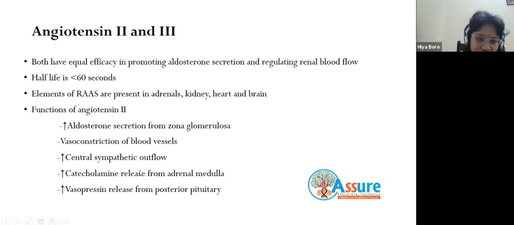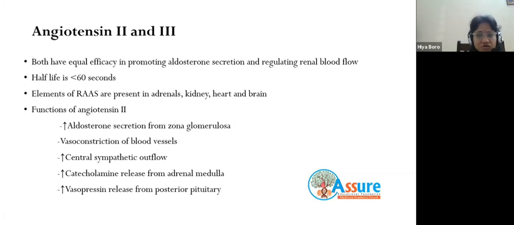And what are the functions of angiotensin 2? The functions of angiotensin 2 is to increase aldosterone secretion from the zona glomerulosa. In addition, it also causes vasoconstriction of the blood vessels. It increases the central sympathetic outflow. It also causes catecholamine release from the adrenal medulla, and it also causes vasopressin release from the posterior pituitary. Okay, so these are the functions of angiotensin 2.